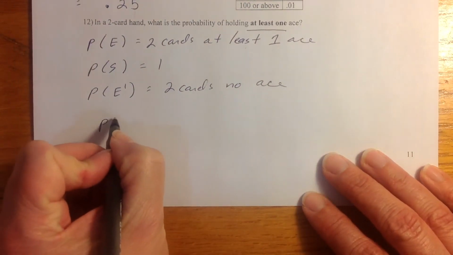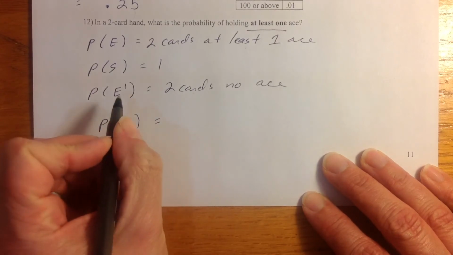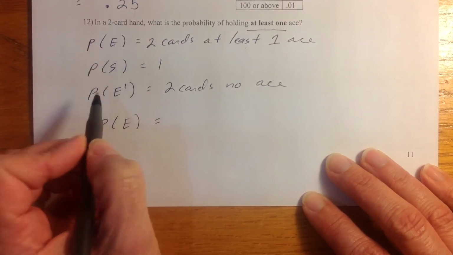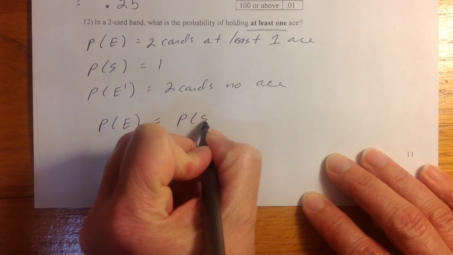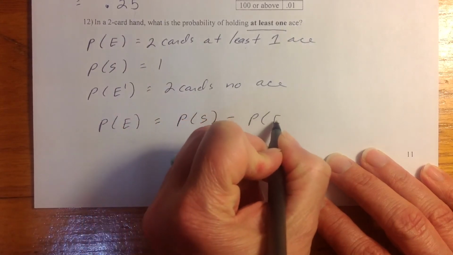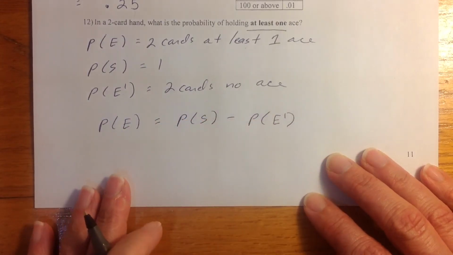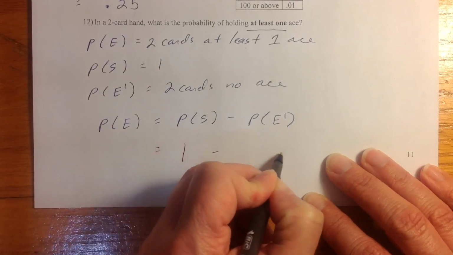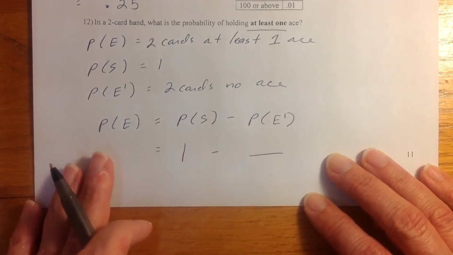So if we want to find P of E, and we need to use P of S and P of E prime, we're going to subtract. So we're going to take P of S minus P of E prime. So this is 1, and this is a fraction we have to find.